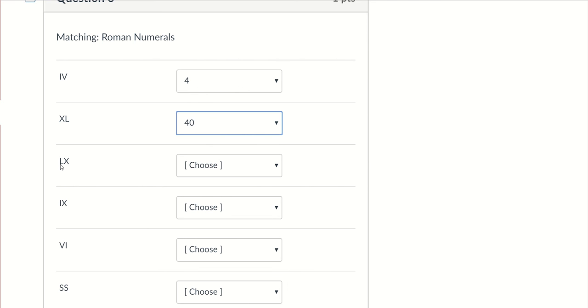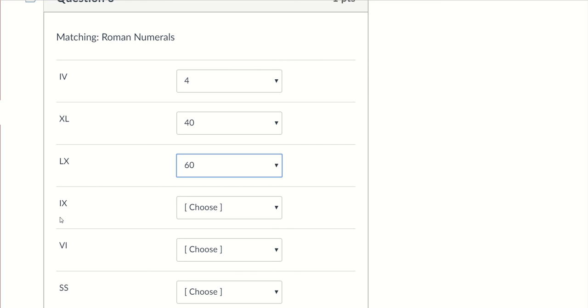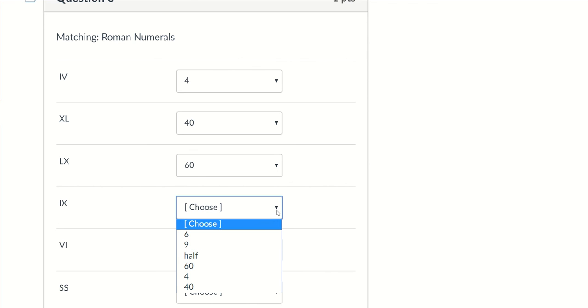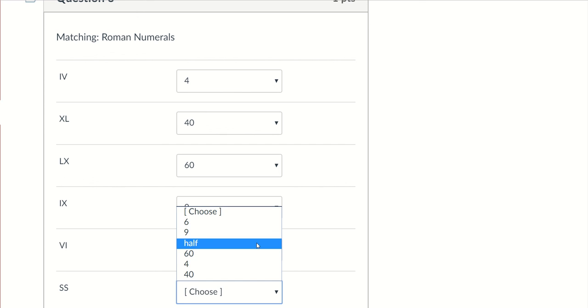In this case, we got LX, 50, 10. So if it's after, we'll add. 50 plus 10 is 60. I is 1, X is 10, small unit in front of a large one, we'll need to subtract. 10 minus 1 is 9. Here we got 6, V is 5, I is 1. So we just add. 5 plus 1 is 6. And lastly, SS is half.